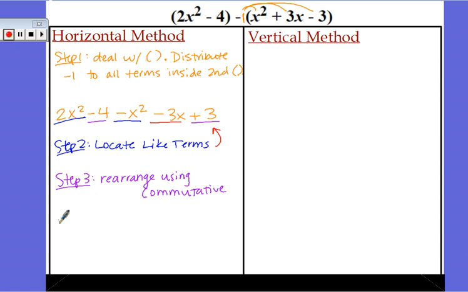So we have 2x squared to start with, and then we're going to subtract x squared. Then we're going to have minus 3x, because in descending order by degree, and then minus 4 and plus 3. I almost said minus 3. Once we do that, the fourth and final step is to combine our like terms.